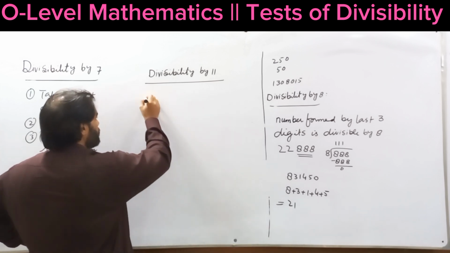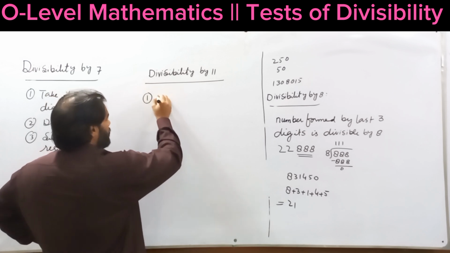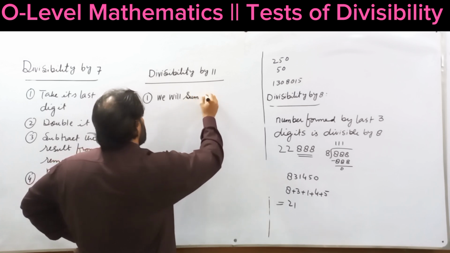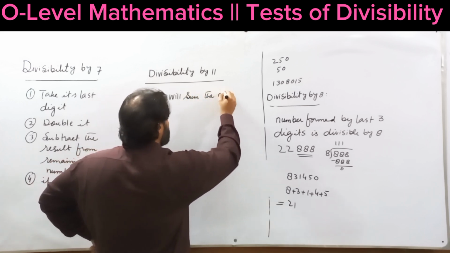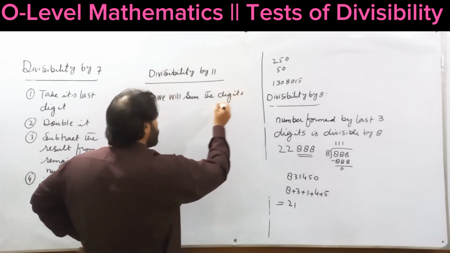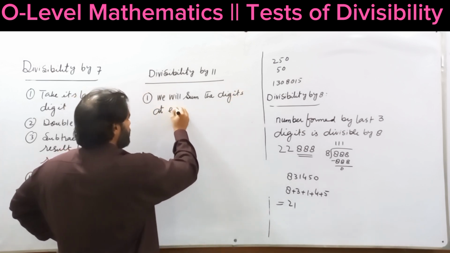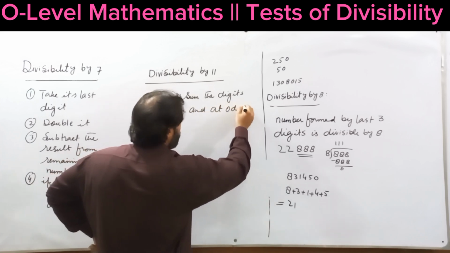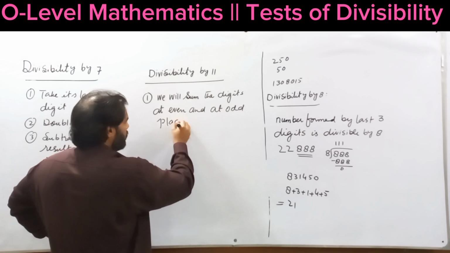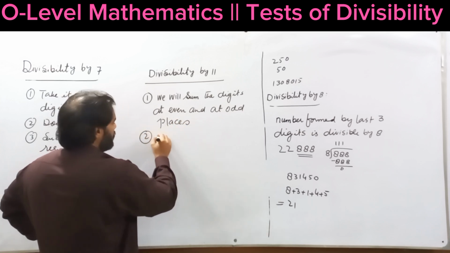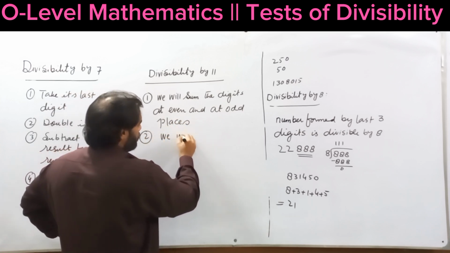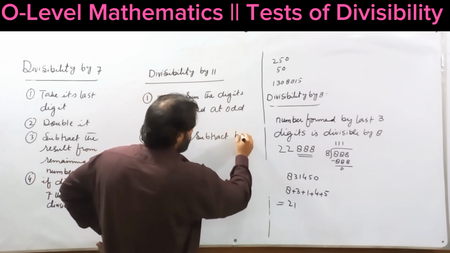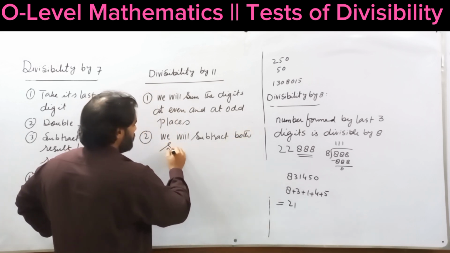Meaning to say, firstly we will sum the digits at even and odd places. This is our first step. Second, we will subtract both sums. Subtract both sums.